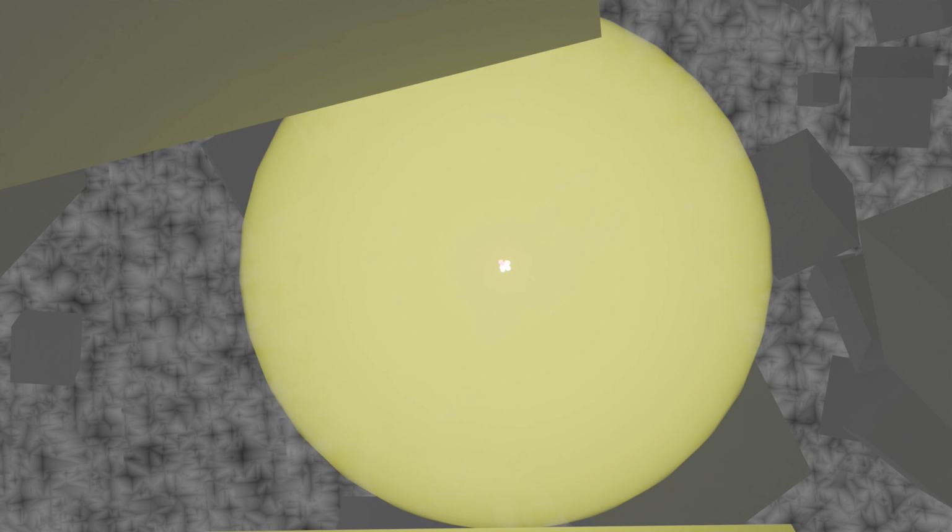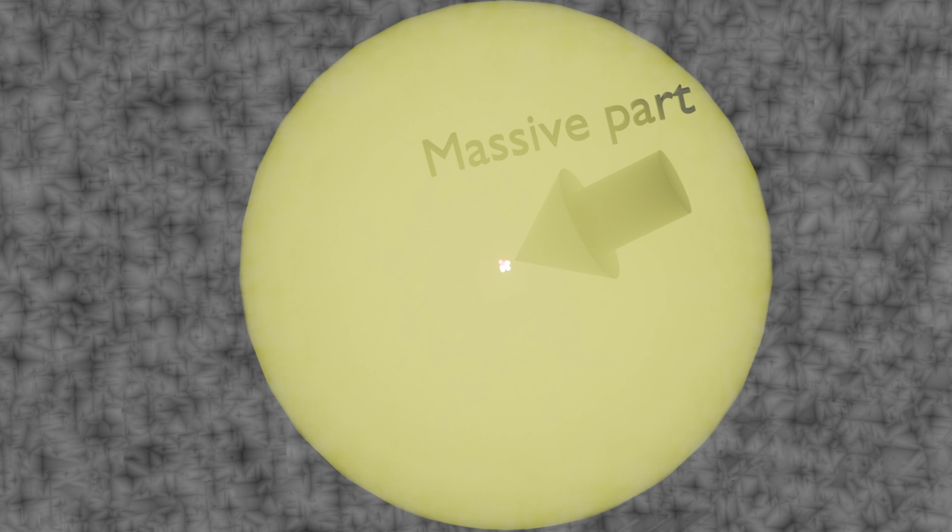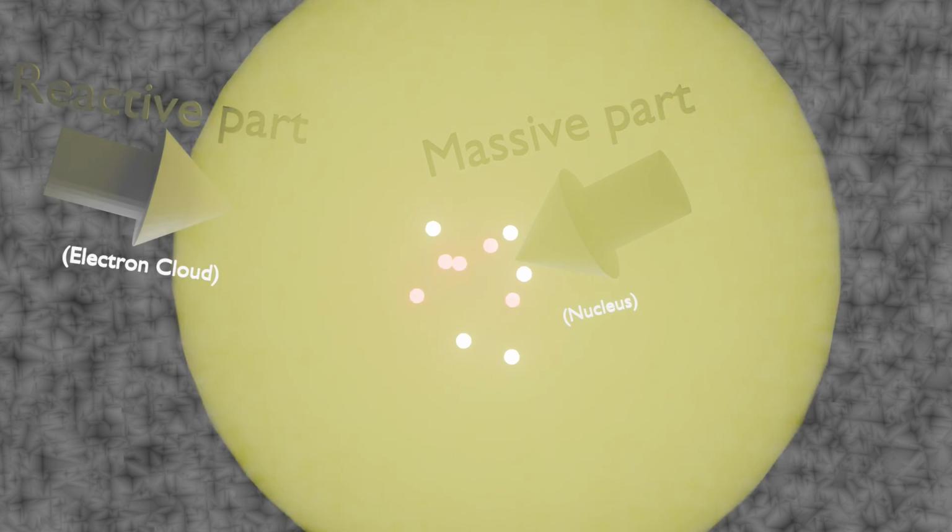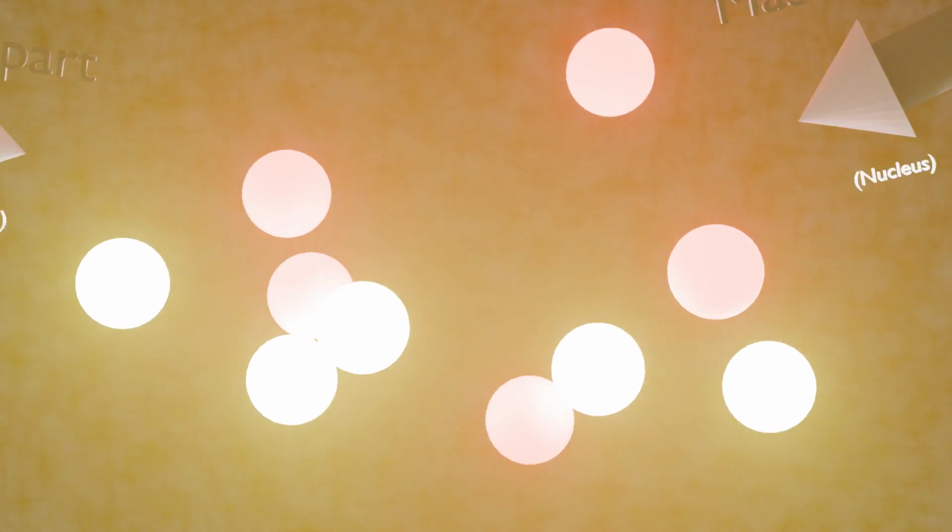Chemistry. So let's start with the basics, and the most basic you could possibly get in chemistry is a single atom. A single atom which we can divide into two different parts, something which I like to call the massive part and the reactive part. The massive part is the nucleus right in the center, and the reactive part is the electron cloud around the nucleus. So let's start simple with the nucleus.